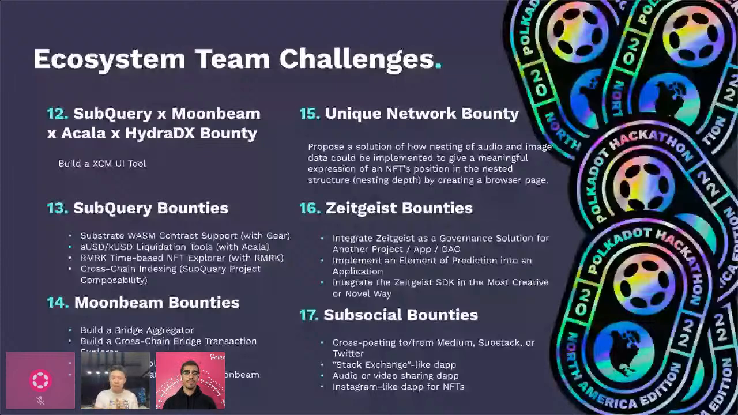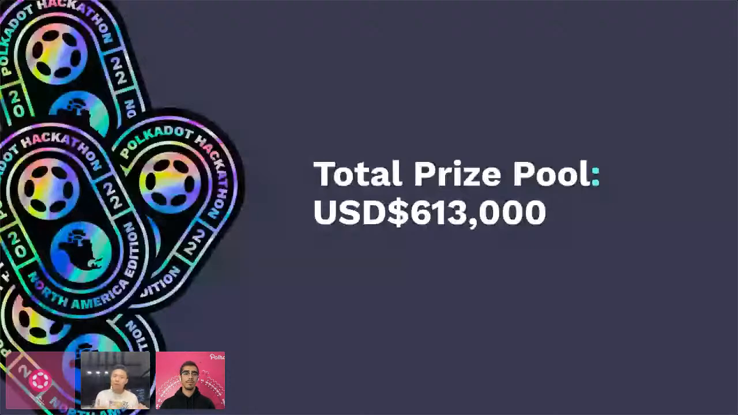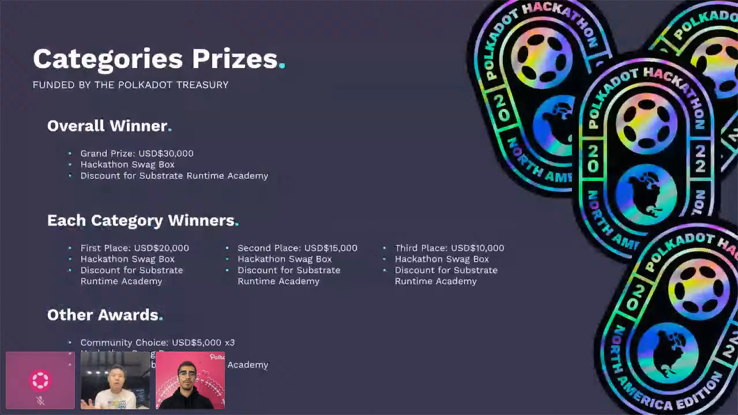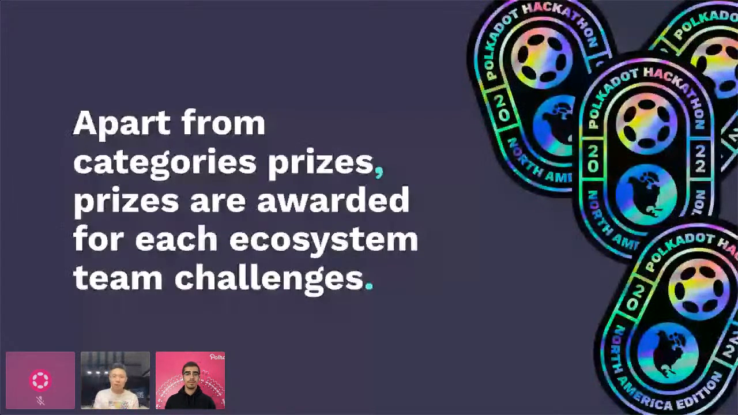We have a prize pool of 613,000 so far, and part of it is funded by the Polkadot Treasury, which will be awarded to the category winners. Essentially, we have an overall winner walking away with 30,000, a hackathon swag box, and a discount for Substrate Runtime Academy. And for each category, we will have first, second, and third place. And last but not least, we are empowering all you out there, your friends or families or anyone that you know, to vote for your submission. We are awarding 3 teams for the community choice as well, each team walking away with 5,000. Of course, apart from all the category prizes, there are also prizes of varied sums that will be awarded for each ecosystem team's challenge. If you'd like to find out a little bit more, do reach out to the ecosystem teams' challenge on the Hackathon channel, which is on the Polkadot Discord server as well.